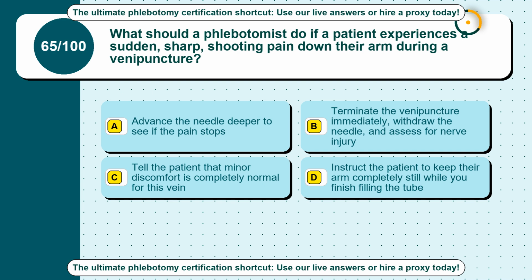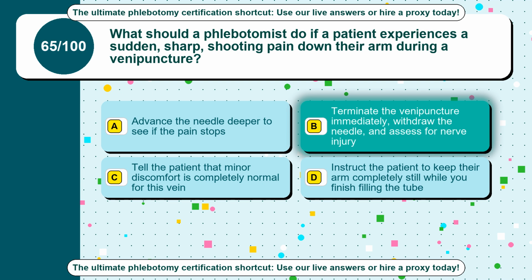Option C, tell the patient that minor discomfort is completely normal for this vein. Option D, instruct the patient to keep their arm completely still while you finish filling the tube. The correct answer is option B, terminate the venipuncture immediately, withdraw the needle, and assess for nerve injury.